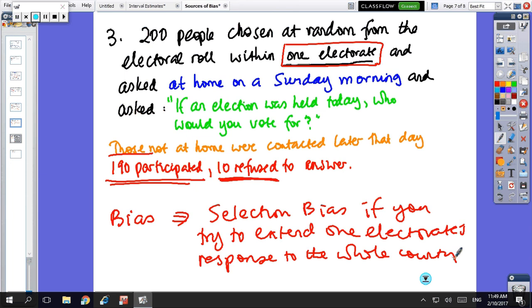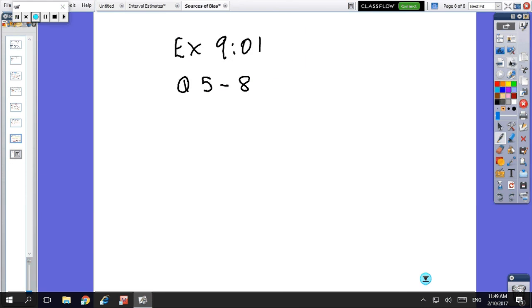Okay. So again, as I said, most surveys will have bias, and what statisticians have to do is try to ensure that the survey is not biased, and also that the analysis is free from bias. Okay, so here's an exercise to do, and have a go at that.